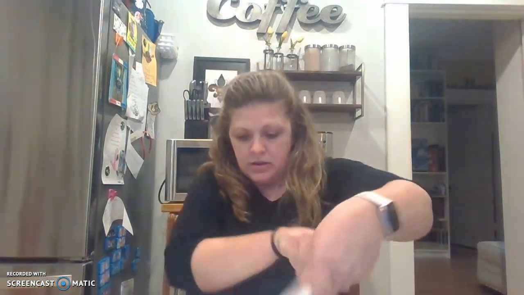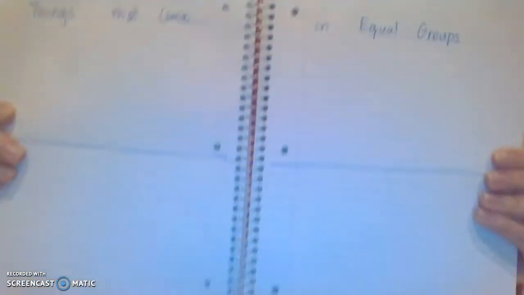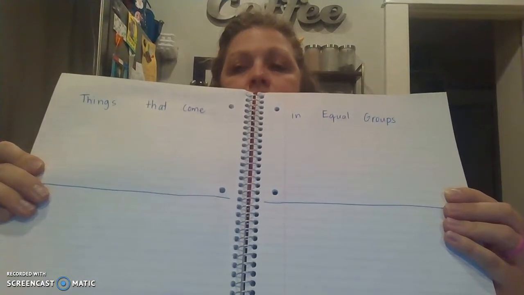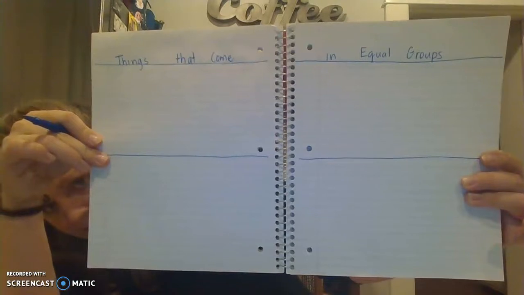Now what we're going to do is we're going to take our pencil and we're going to divide our paper in half like this. Okay? Then we're going to draw lines at the top like this. Okay?